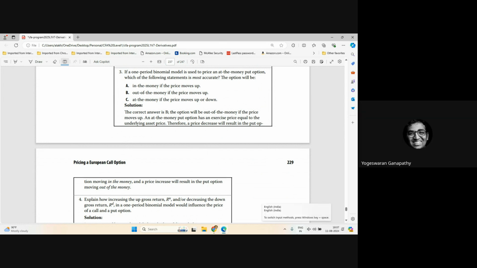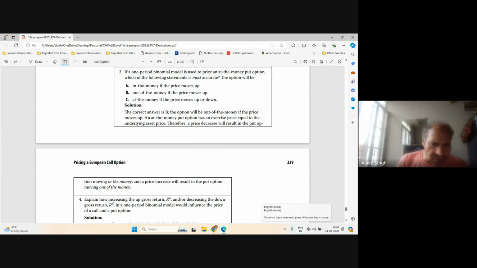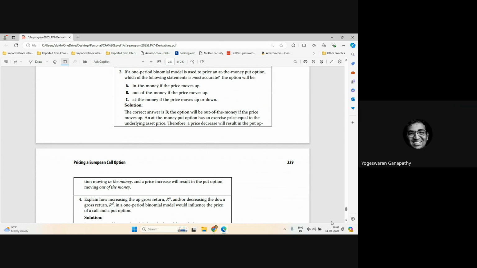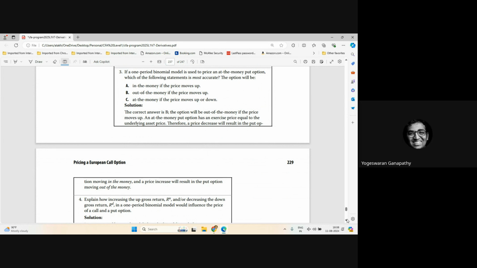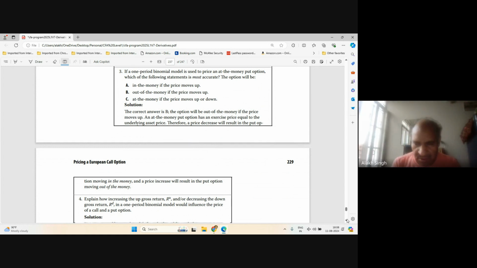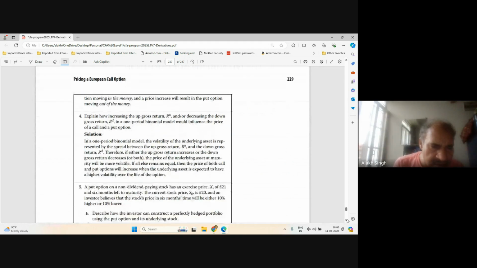Question number 4. Explain how increasing the gross return or decreasing the down return in a one period binomial model would influence the price of a call and put option. If we increase, like from 20% to 40%, volatility increases. So what will happen to the price of call and put? They increase. Very good, both increase.